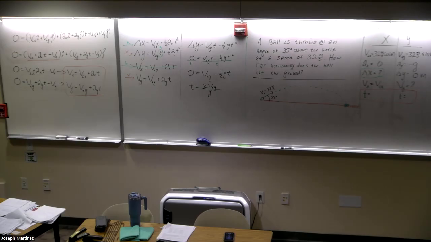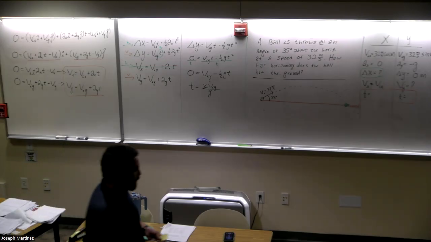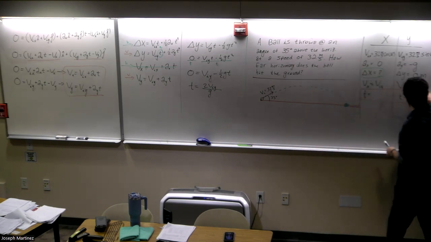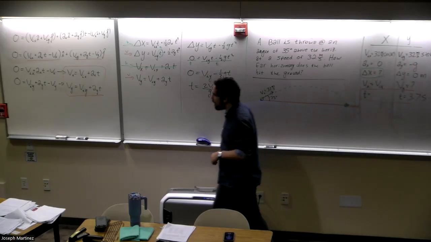Alright, quick show of hands. How many of us need more time to find the time of flight? Alright, well it looks like majority rules. We will move forward. Alright, so what is the time of flight? 3.7 seconds. How many of us got 3.7 seconds? Wonderful. So we have 3.7 seconds. What does that mean? That means that it's in the air for 3.7 seconds before it hits the ground.